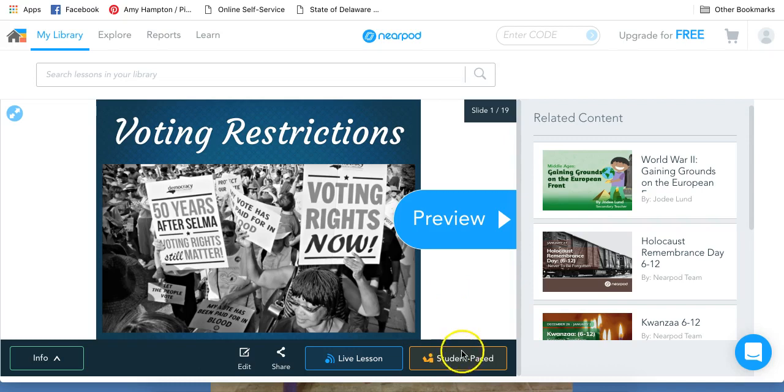The student-paced lesson also generates a different code, and that can be given to students who are not able to be in the classroom at that time. If they're going away on vacation, or they're sick, or if we happen to have a snow day. These lessons can be embedded into Google Classroom so students can use them at home or on the go. So here's my preview.